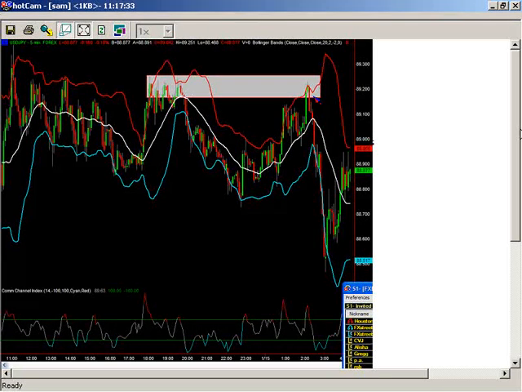I see there's a lot of questions on the settings. Just to get that out there, you can really just use the default settings, which are usually the same: a 20 for the Bollinger Bands and 14 for the CCI.